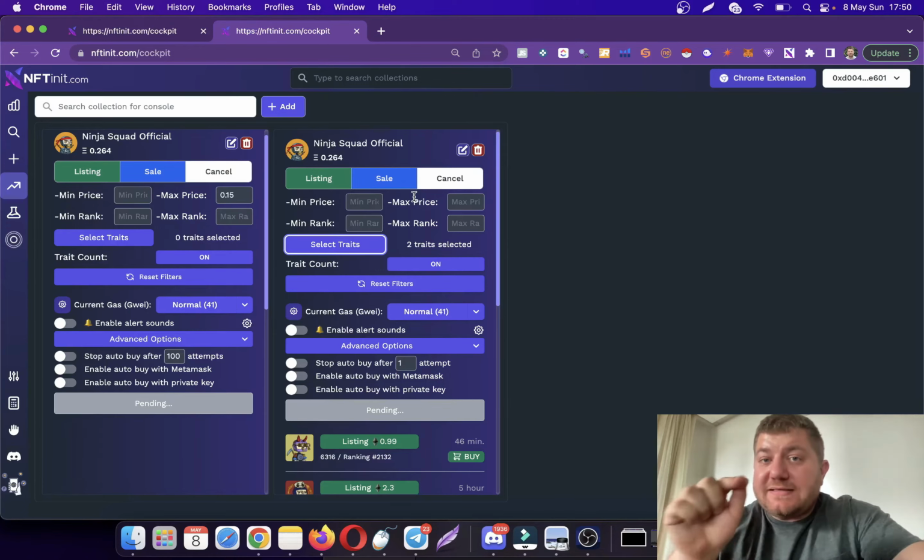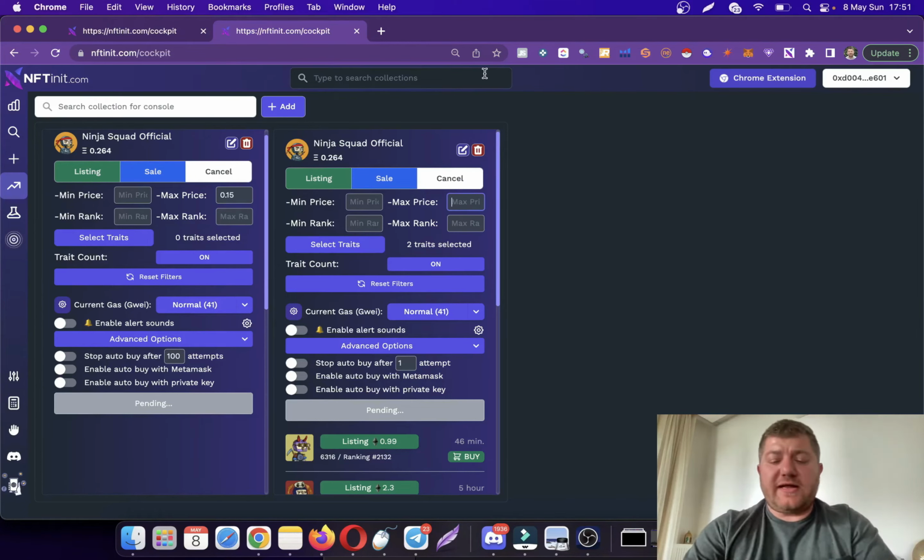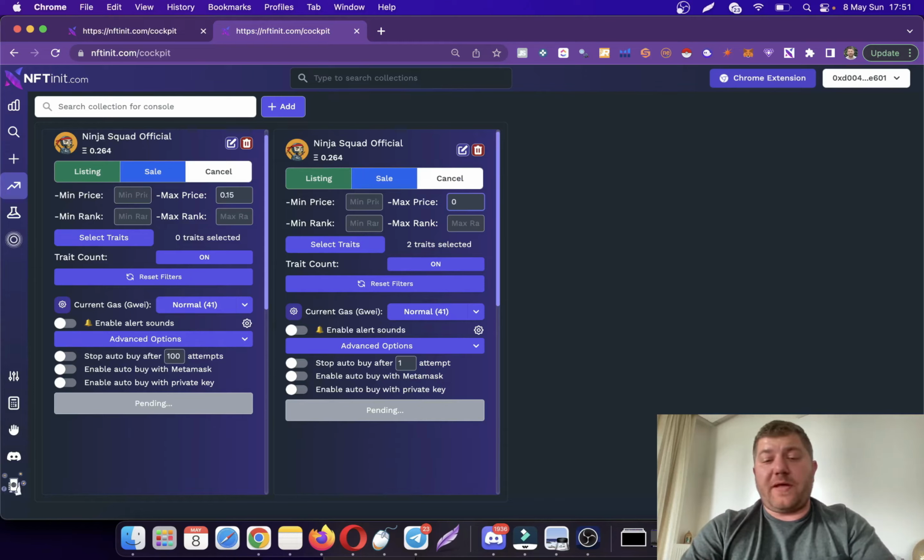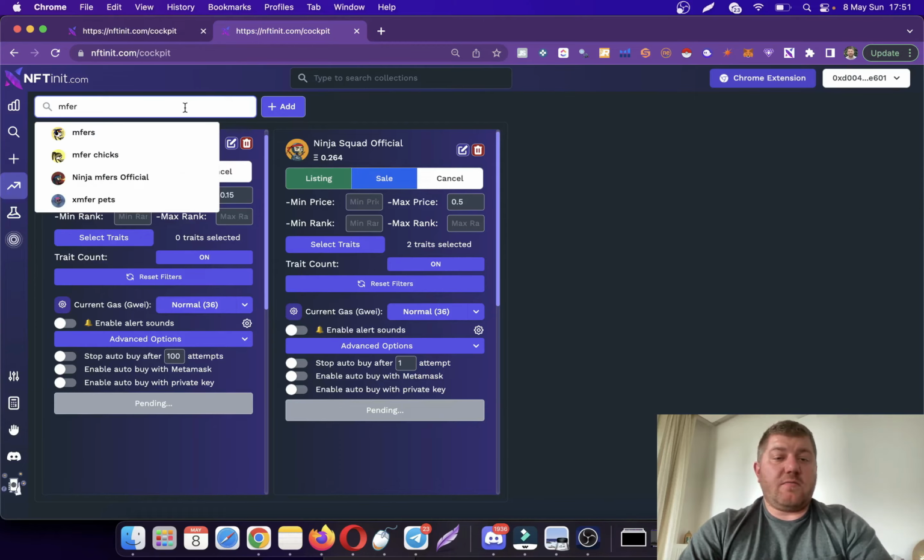Keep in mind this is an or condition, not an and condition. For those traits, I'm willing to pay well over the floor price, and I just want the system to get me one of those NFTs if it gets listed. And then let's set something for rarity. For instance, let's check muffers.